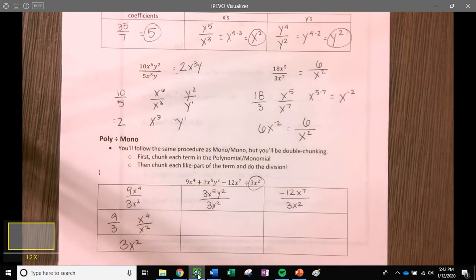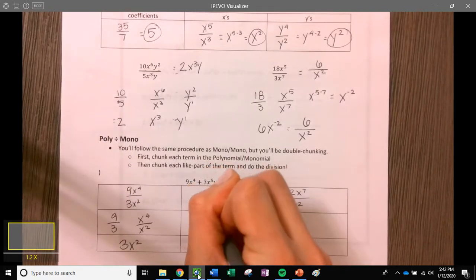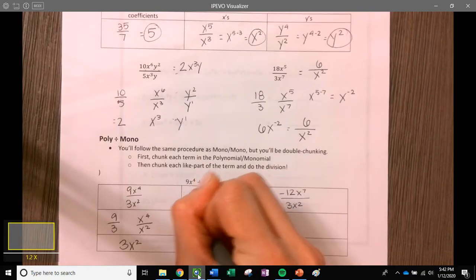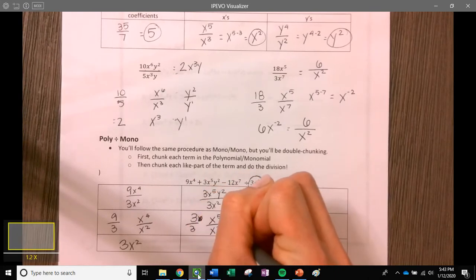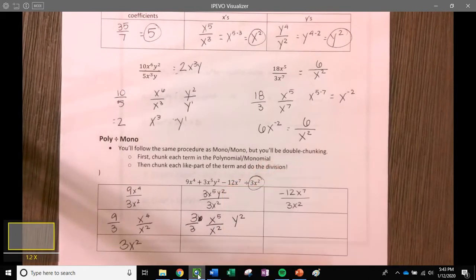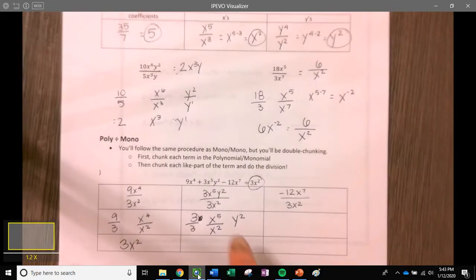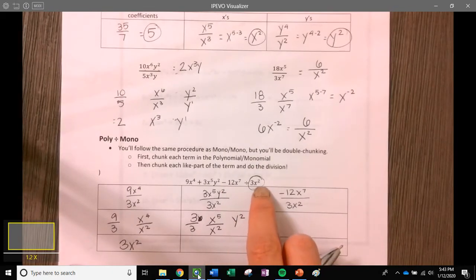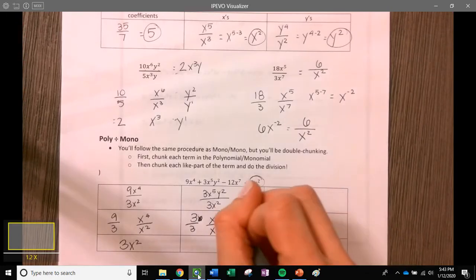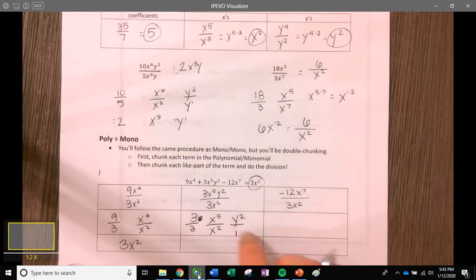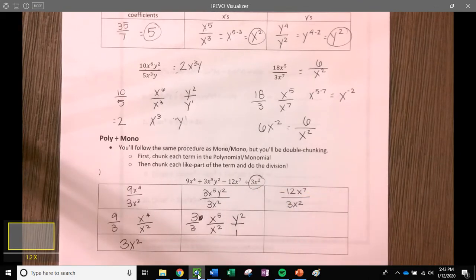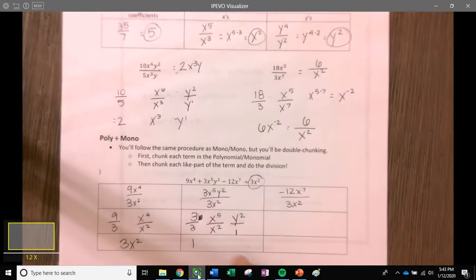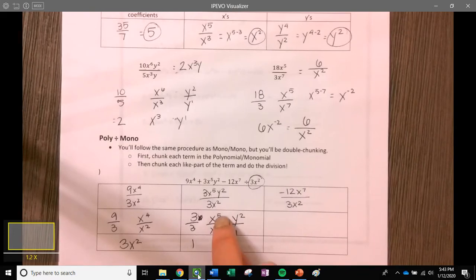Now I've got 3x to the fifth y squared, so let me break this up a little bit. I've got 3 divided by 3. I've got x to the fifth divided by x squared. And then I've got y squared, but I don't have a y in the thing that's doing the dividing. So we're just going to put in an invisible 1 there. The y squared will not change because there's nothing in the divisor that we can divide into y squared. All right? So 3 divided by 3 is 1. X to the fifth divided by x squared, what's 5 minus 2?